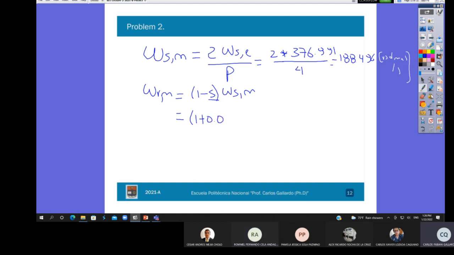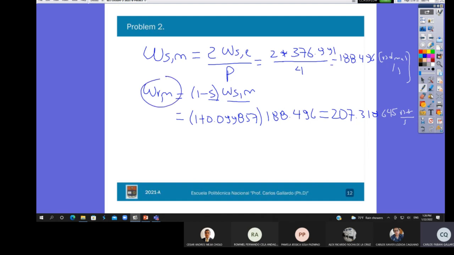I will have 0.99857, times the mechanical speed 188.496, and the rotor mechanical speed is equal to 207.318,645 mechanical radians per second. Okay. So I have the mechanical speed.